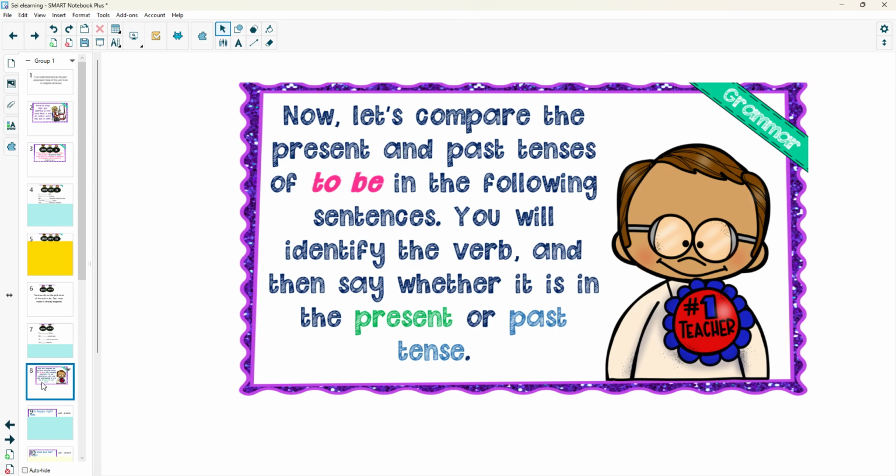All right, now that you have an idea of the correct verb that would complete a sentence, we're going to compare the present and the past tense of the verb to be in some sentences. We're going to identify the verb, and then we're going to say whether it's in the present or the past tense. Remember, the only verbs that we're identifying are the verbs to be in the past or present tense. So our only choices for verbs are am, are, is, was, and were.